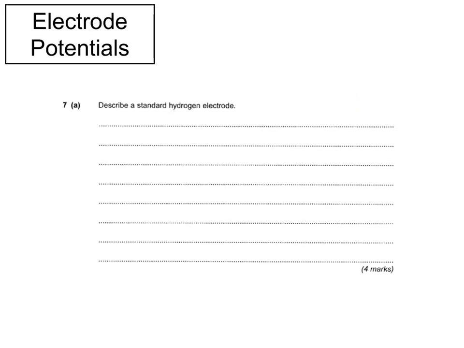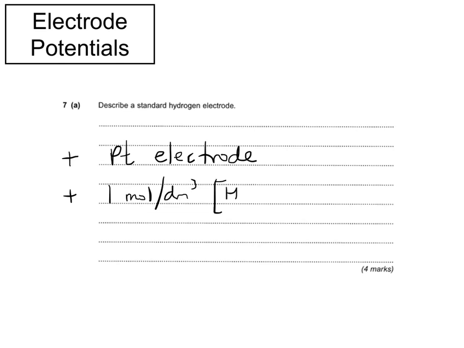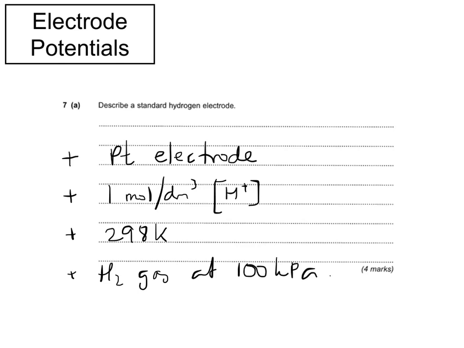And then this question asks you to describe a standard hydrogen electrode. Notice there's 4 marks, and there's 4 key points for a standard hydrogen electrode. Platinum electrode, 1 mole per dm cubed of H plus ions. If you'd written 1 mole per dm cubed of HCl or half mole per dm cubed of H2SO4, that would still get you the mark. Temperature of 298 Kelvin. And then H2 gas at 100 kilopascals. So those are the 4 main points you have to remember.